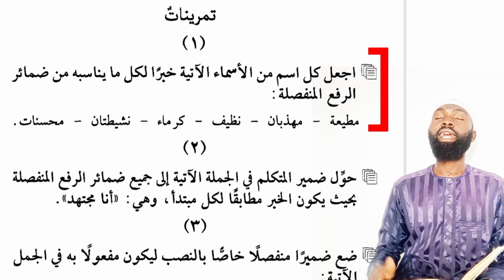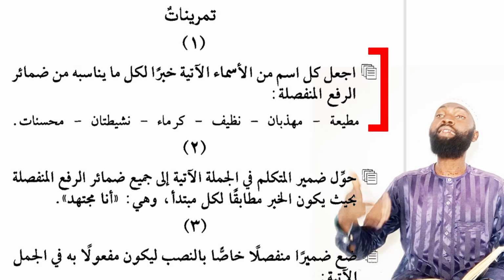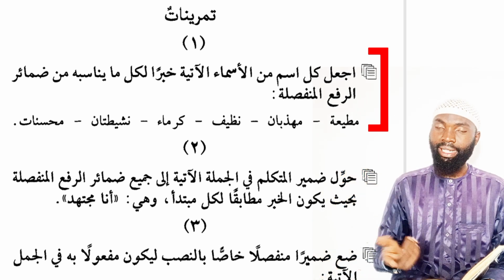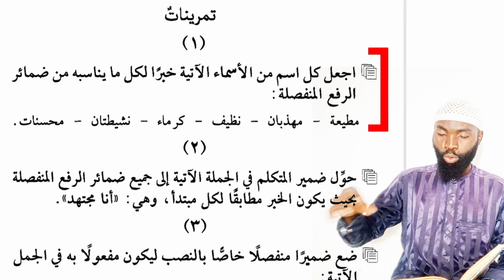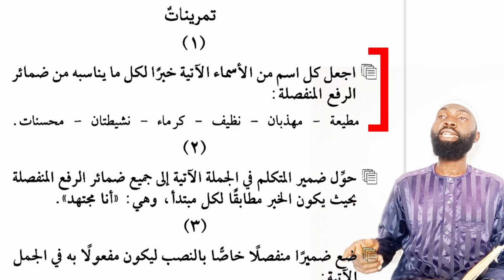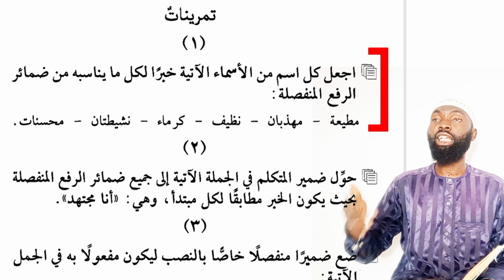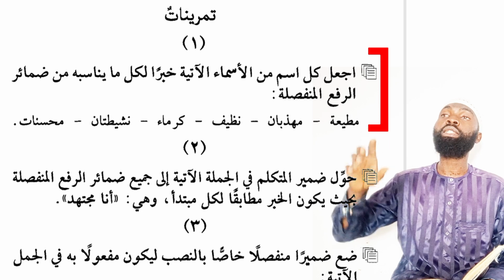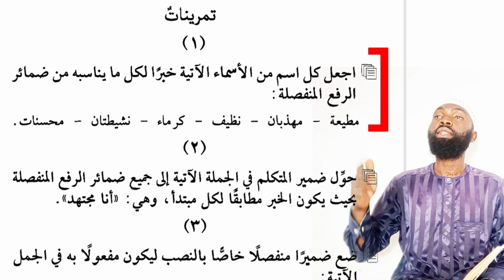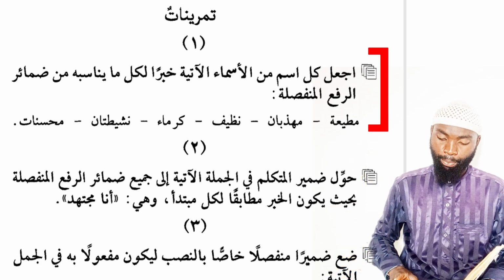We have muti'atun, I can say here, hiya muti'atun, she's obedient. Muhazzabani, huma muhazzabani, both of them are well trained. Nazifun, huwa nazifun, he is clean. Kurama'u, hum kurama'u, they are honorables, they are notables. Then nashitatani, huma nashitatani, or we can also say antuma nashitatani, both of you females are active. And lastly, muhsinatun, I can say hunna muhsinatun, they females are good people, or antunna muhsinatun, you all females are good people.